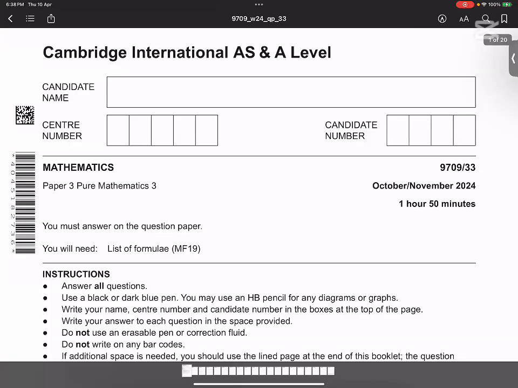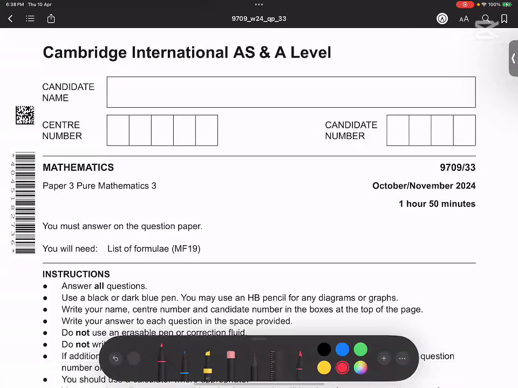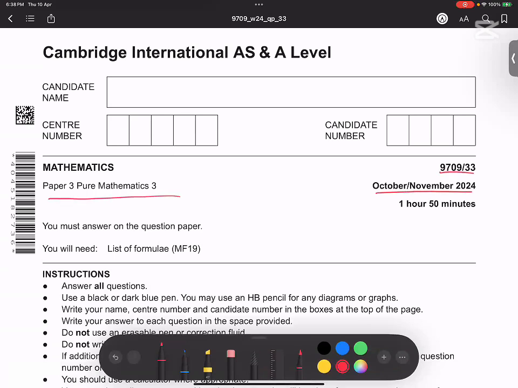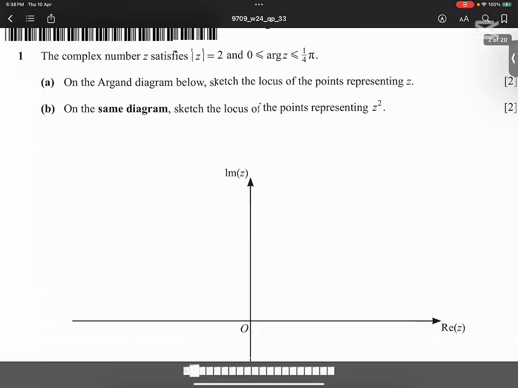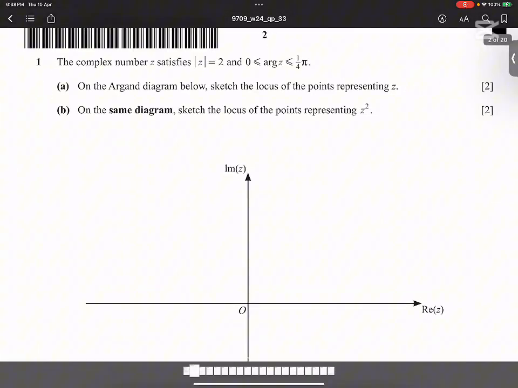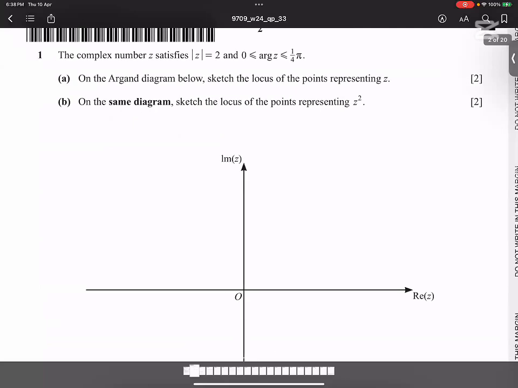Bismillah ar-Rahman ar-Rahim. This is a paper, October 2024, variant 33, Complete Pure 3 paper. We are going to solve it, so get ready. The question is on screen now. Okay, let's see how we can deal with this.